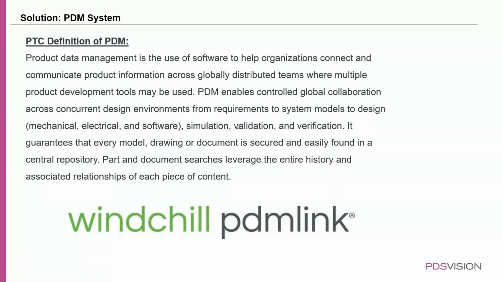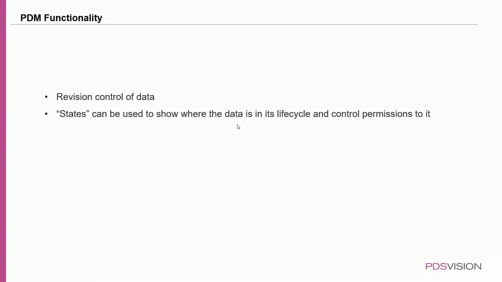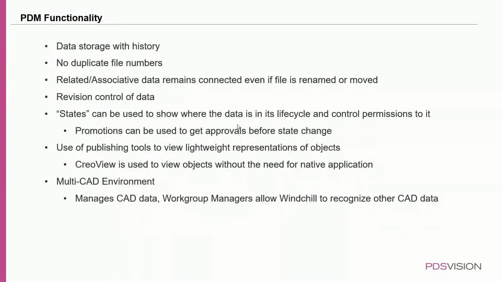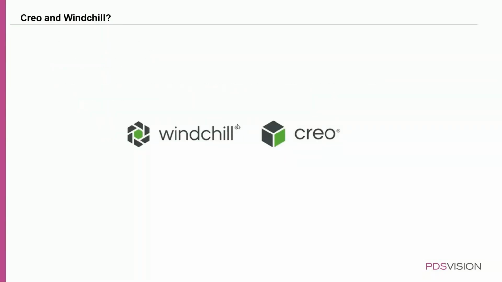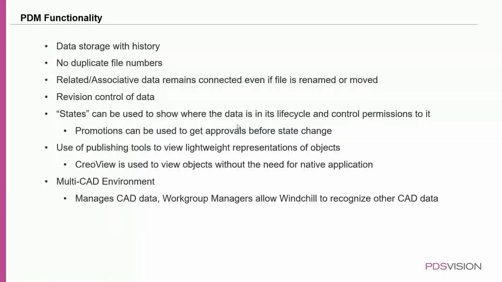So that was product data management. That was the big piece of it. And the functionality was pretty simple. It was data storage with the history. We were able to go through and create documents and not have duplicate file numbers. All the related information, whether we're talking CAD data or drawings that were associated with them, no matter where they were, they maintain their association. Even if we renamed them, they maintain their association.